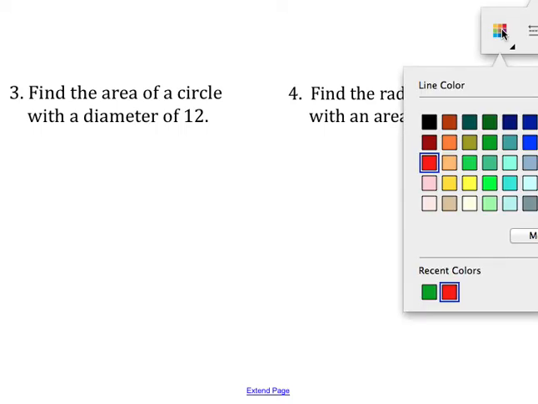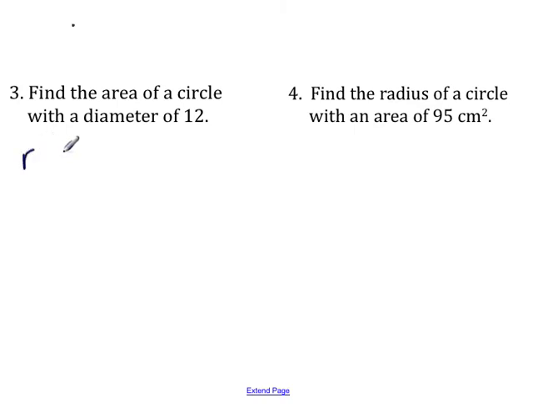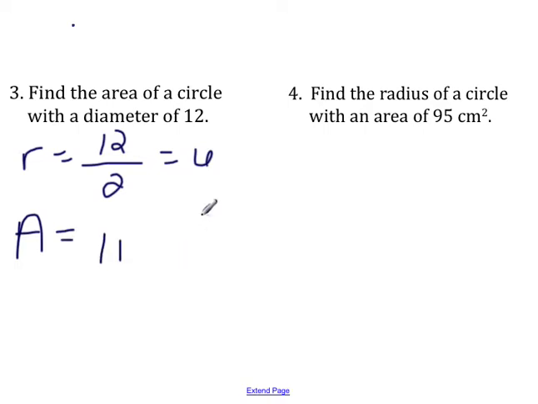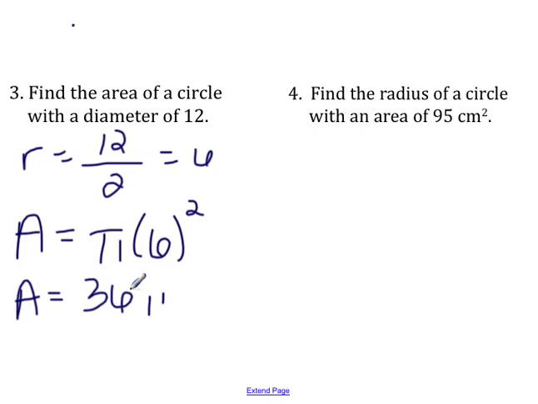Next, let's take a look at number 3. For number 3, now it tells us that the diameter is 12. If the diameter is 12, to get the radius, we're just going to take the diameter and divide it by 2. So 12 divided by 2 is 6. We get a radius of 6. Now we can put that into our area formula. So area is equal to pi times 6 squared. The first thing I'm going to do is figure out what 6 squared is, and that's going to be 36. So our area is going to be equal to 36 times pi.